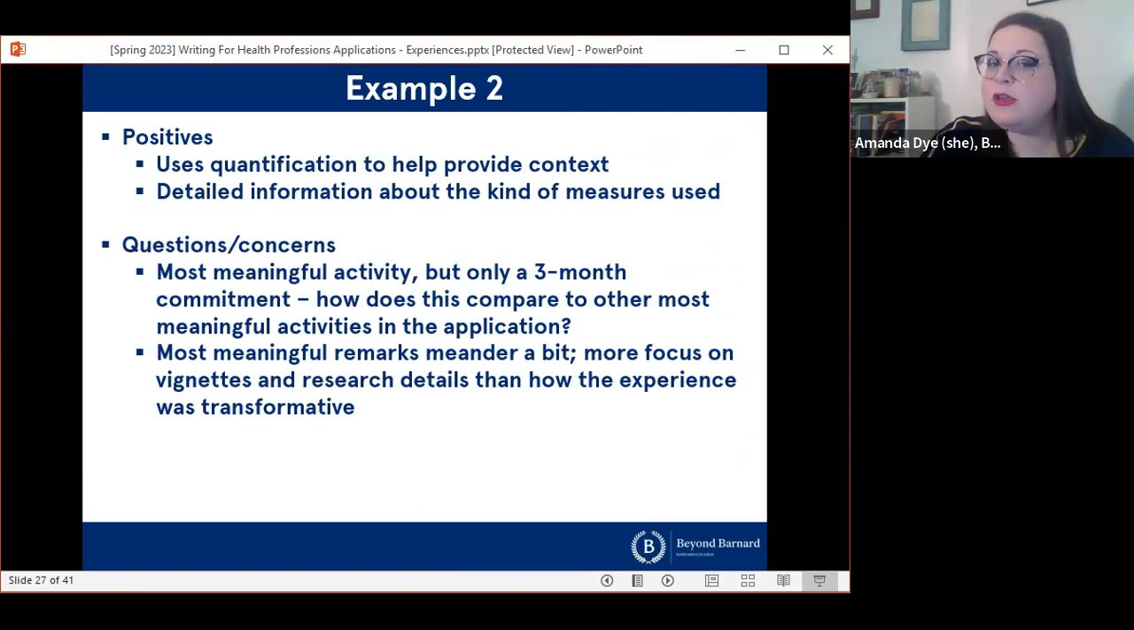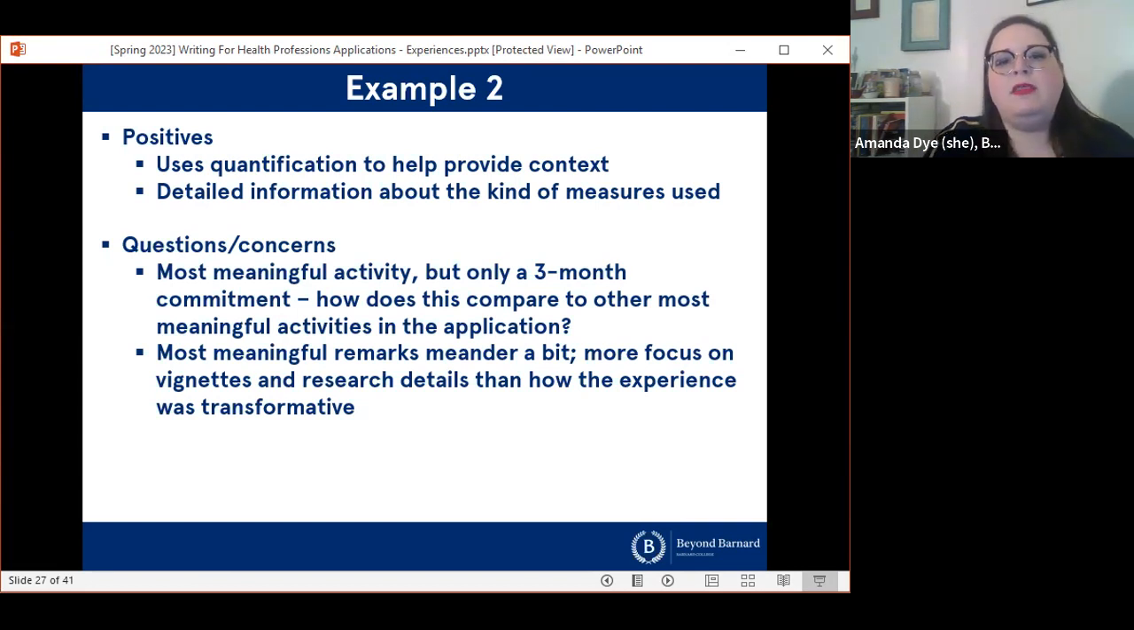Things that raise questions for me: it's a most meaningful activity, but it's a relatively short commitment, only 3 months. And so I would want to think about how this compares to the other most meaningful activities in the application. Is it the only experience that's this short that's being identified? Is there something special about it to this applicant?